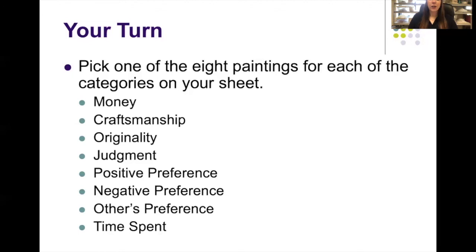The last category is the time spent. So which painting do you feel like took the most amount of time to make? And I don't want you to look this information up. I want you to make that decision based on educated guesses, based on the way that the painting looks and what you know about art.